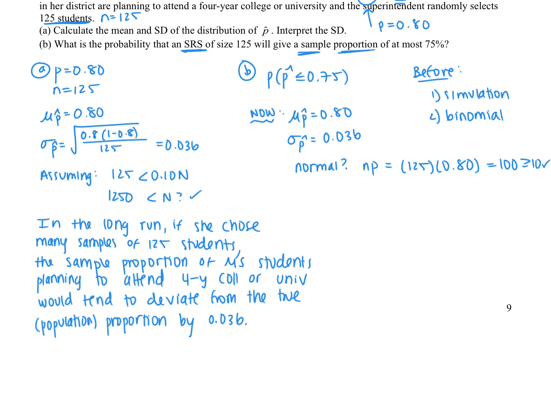The other one you have to check is n times 1 minus p. So that would be 125 times 0.2, which is not 100, it's just plain old 25. So these are just from above. So yeah, it looks like p hat is normal. Well, this is now just a regular normal distribution question. So we know that p hat has a normal distribution with a mean of 0.8 and a standard deviation of 0.036.